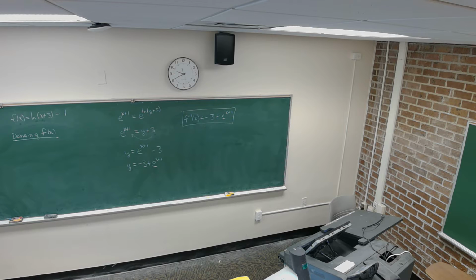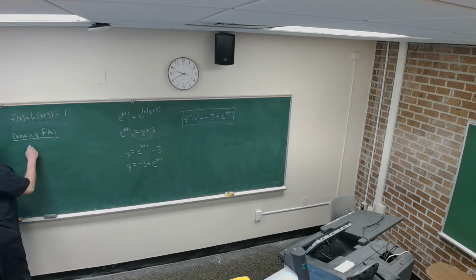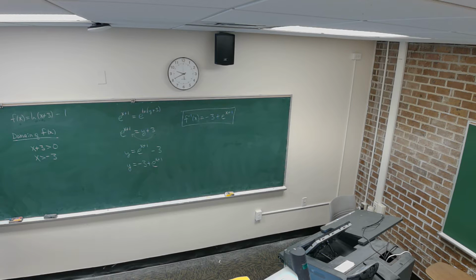So shifting the graph to the left 3 units and down 1 unit has no effect on the range. The range still goes from minus infinity to infinity. There's no minimum y coordinate, no maximum. To find the domain, we have to set the argument going into the natural log function greater than 0. And when we solve that inequality, we get x is greater than negative 3.